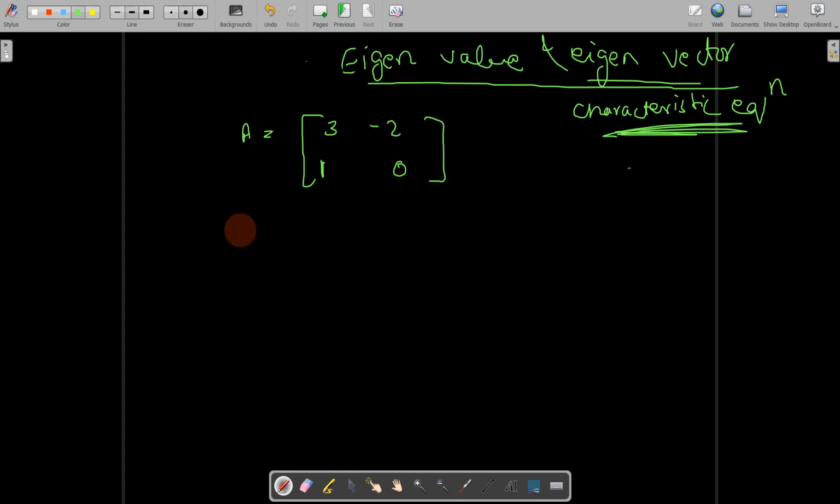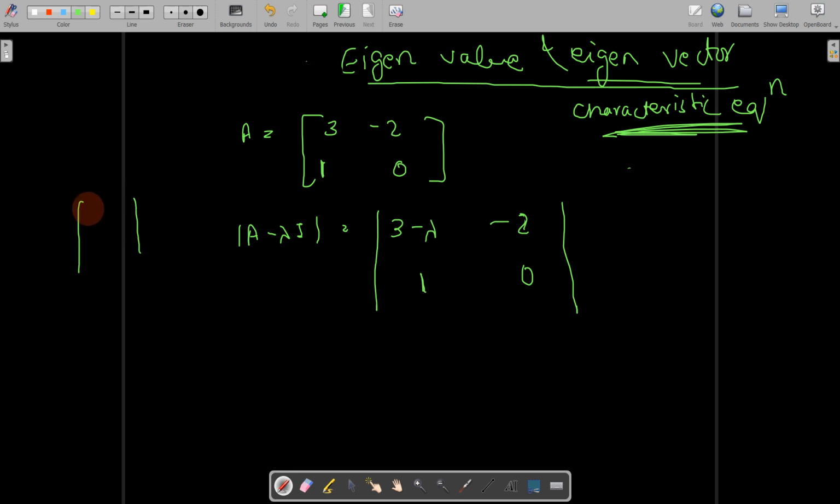Now let us find the determinant of A minus lambda I. So that would be 3 minus lambda, minus 2, 1, 0 minus lambda. You can write this on your own, because I is the identity matrix where the diagonals are 1 and the remaining entries are 0. If you multiply by the scalar lambda and subtract from A, we will get this. Now we will find the determinant and set it equal to 0.